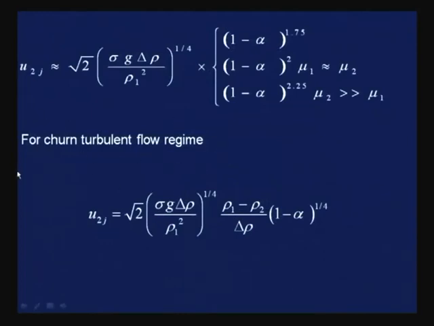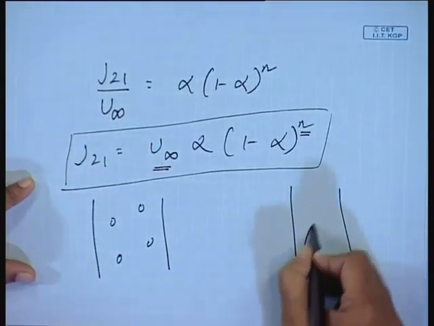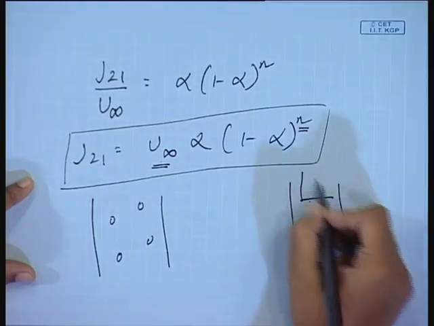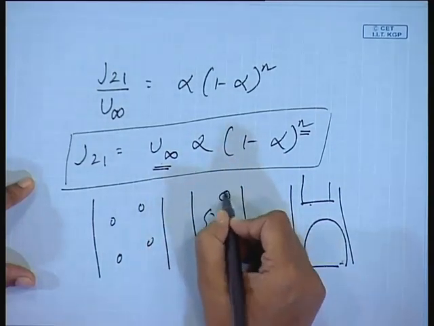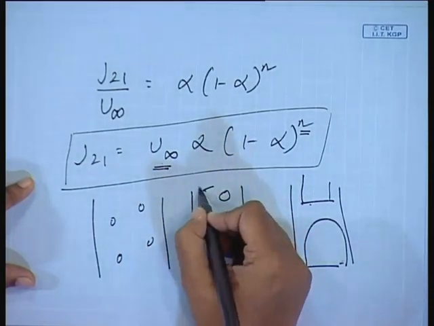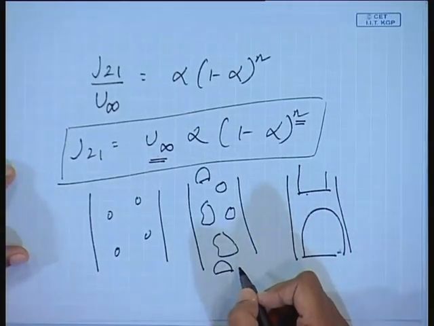Churn turbulent flow regime is a bubbly flow pattern where the bubbles can be of different sizes and shapes. It is just a transition between the bubbly flow pattern and the slug flow pattern. Normally, what do we say? We say that for the bubbly flow pattern, we have bubbles of this sort. For the slug flow pattern, we have something of this sort. Okay? Now, for the churn turbulent flow pattern, we can have a wide variety of bubbles, we can have cap bubbles, it can be a totally erratic distribution.